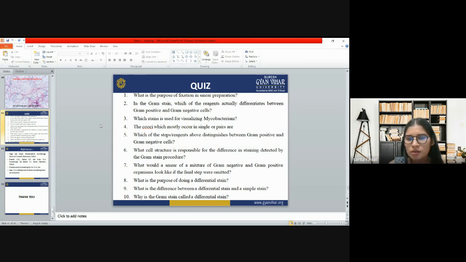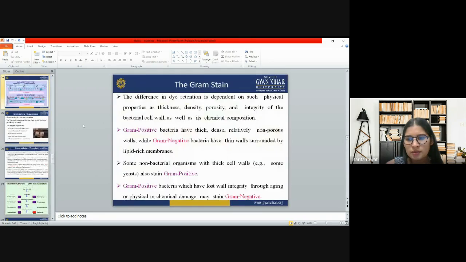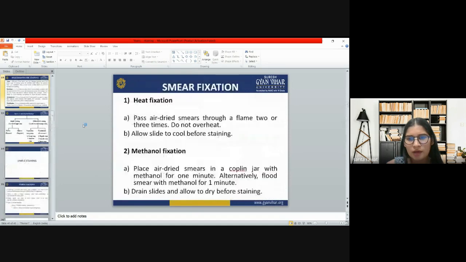What is the purpose of doing a differential stain? What is the difference between a differential stain and a simple stain? Then the next question, why is the gram staining called a differential stain? As you know, we have already studied all these topics in depth. While you are going through the previous slides, you will already know these answers. So we will revise all the slides once again so that you can know the answers to the questions I have asked you.